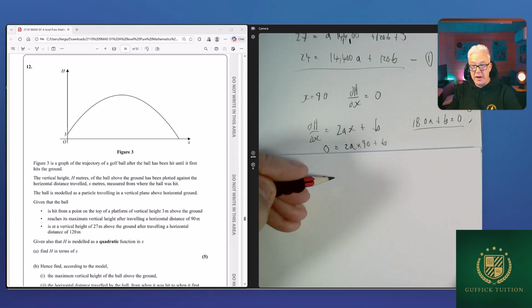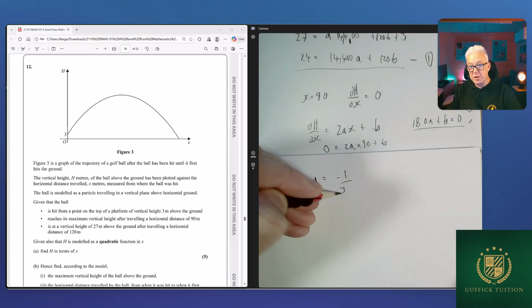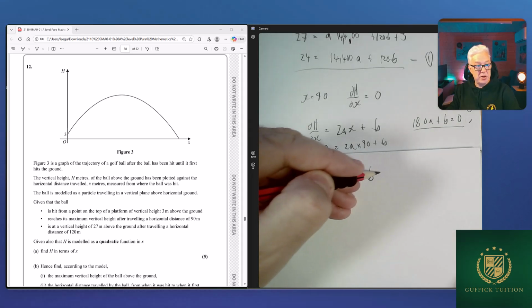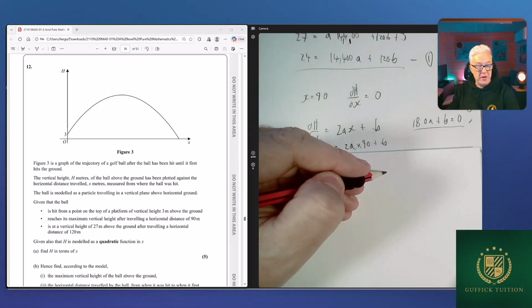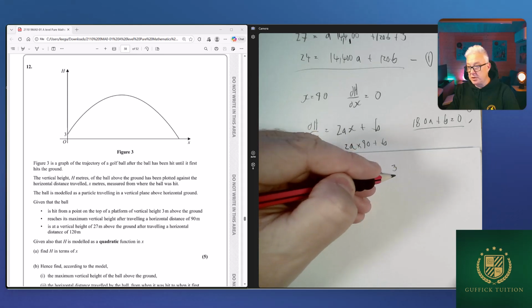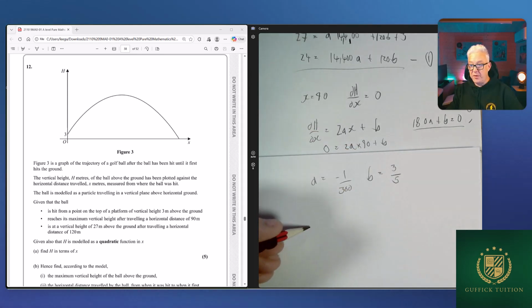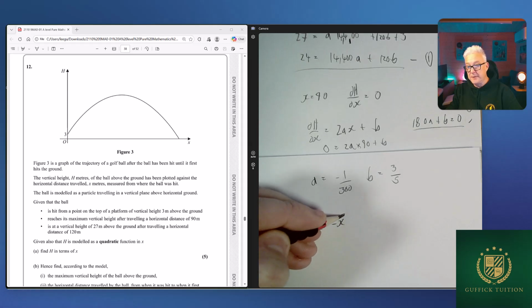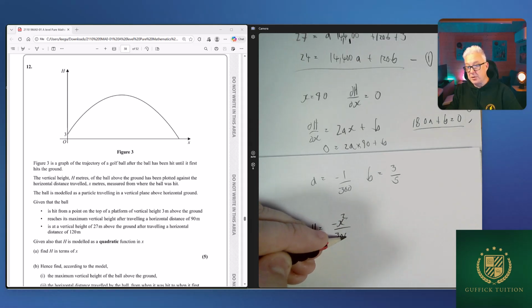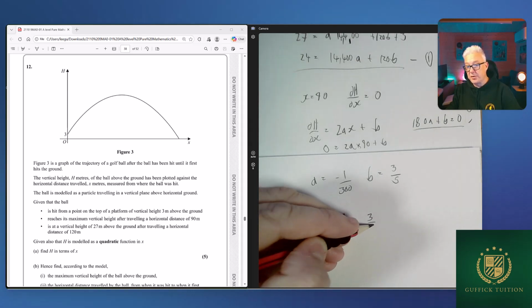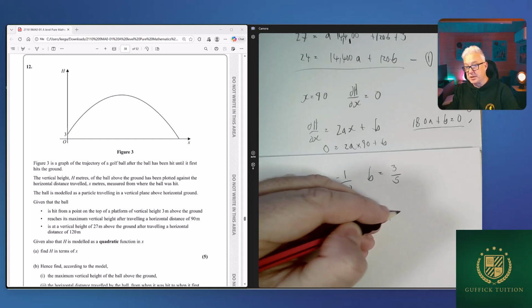Okay, so A is going to equal minus 1 over 300 when we put these simultaneous equations into our calculator, and we find out that B is equal to 3/5. So now we've got our full model. So H is in fact equal to minus x squared over 300 plus 3/5 x plus 3.